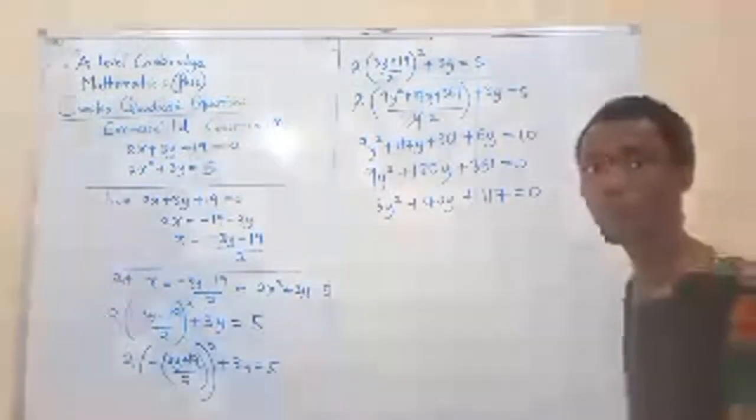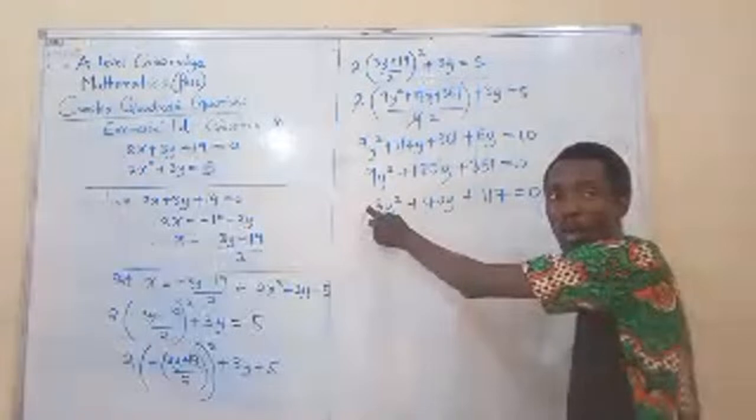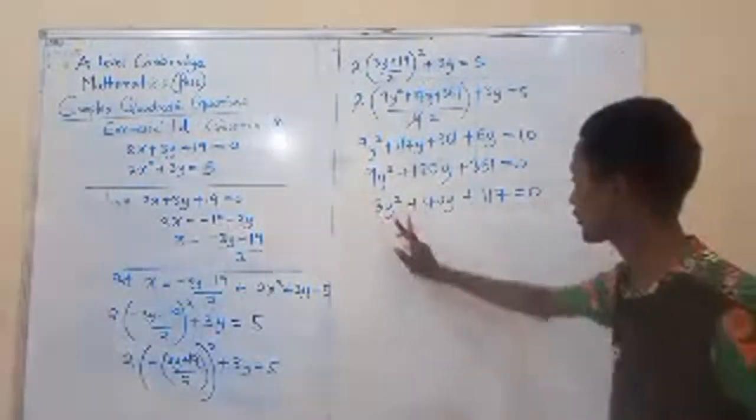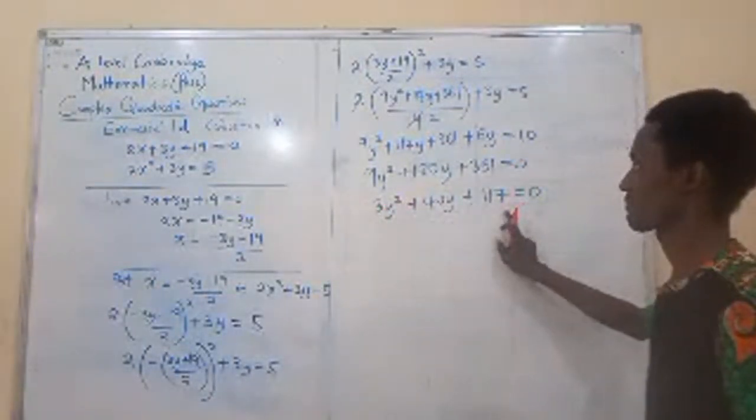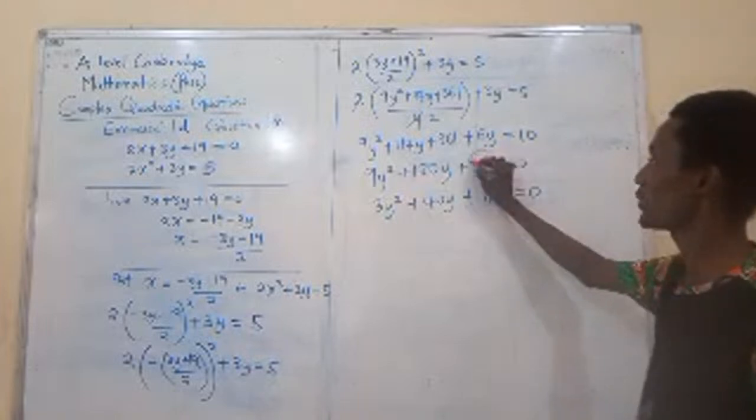Now, at this point in time, the coefficient of this one is not 1. So what will happen? You have to multiply this with this. So technically, you're going to have this value.